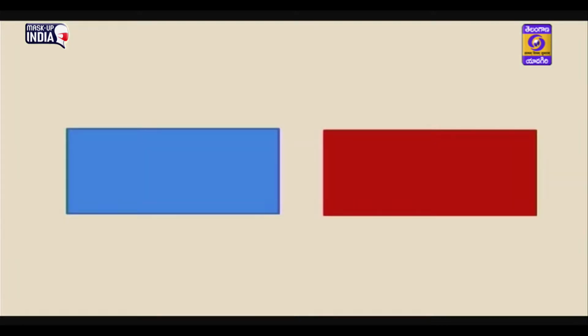Now, observe these two rectangles. You know very well that each angle of a rectangle is 90 degrees. So, the corresponding angles in these two rectangles will be equal. Now, let us try to place one over the other to see whether the corresponding lengths and breadths of these two rectangles are equal. So, let us do that.